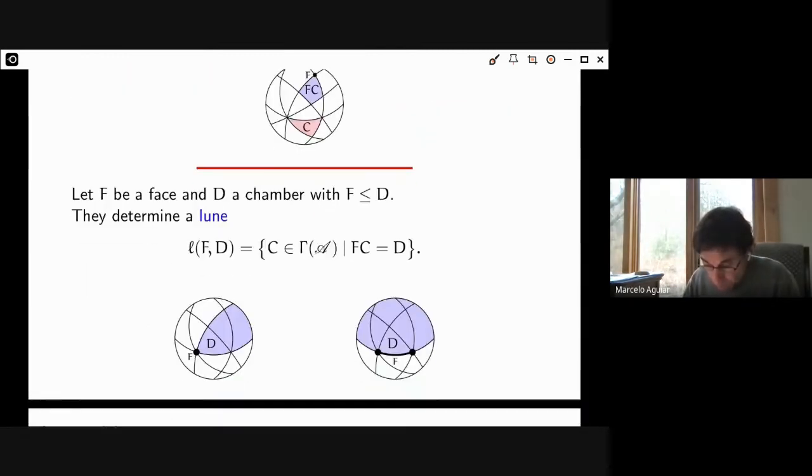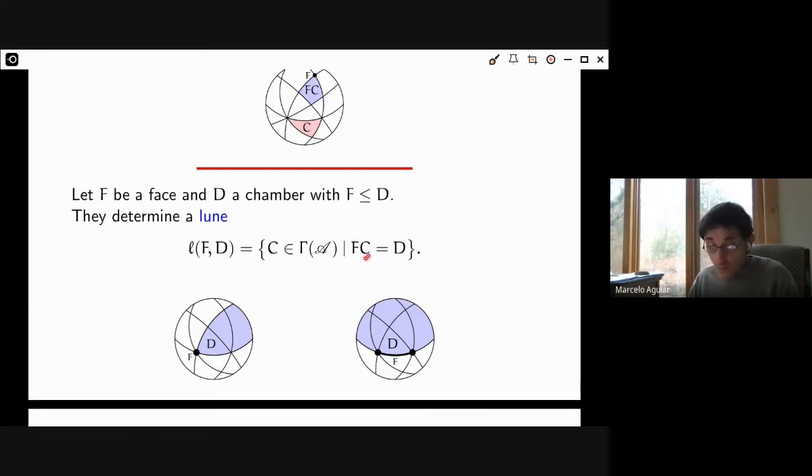Now what I'm going to do is fix a face and a chamber, the chamber bigger than the face. As in this example, I fix a face F, in this case this vertex, and this chamber D that contains the face. I fix those two, and then I look at all solutions in my monoid to this equation, all solutions C to this equation. F and D are fixed, C is what's varying. We've been saying this monoid is really far from being a group. So this equation in the monoid, in principle, can have any number of solutions. In a group, of course, C would be uniquely determined, but here this is not at all the case.